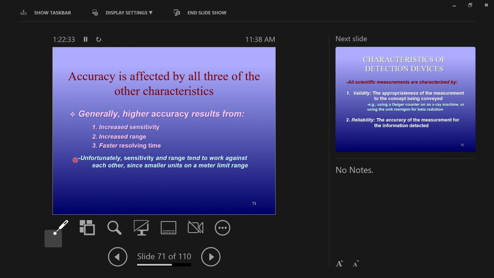Cheaper, less expensive detectors might have a very wide range, but will likely not be very sensitive anywhere in that range. It'll tell you something is happening within this energy range, but we can't tell you exactly what it is. We have some error bars. So sensitivity and range work against each other.